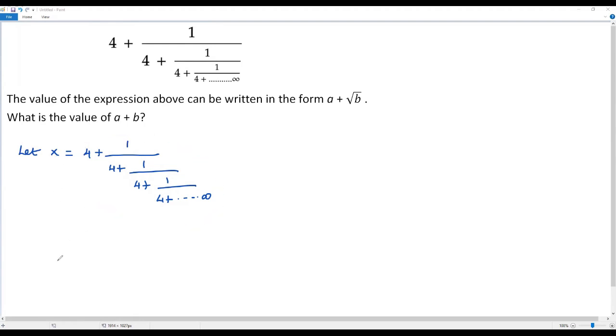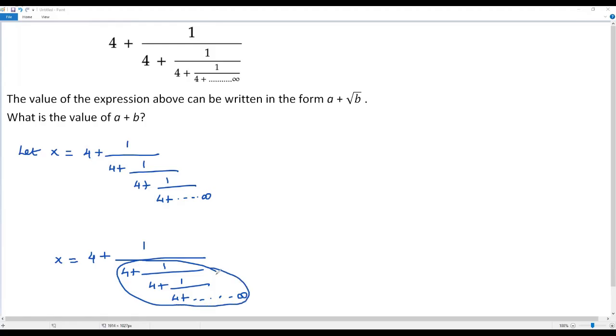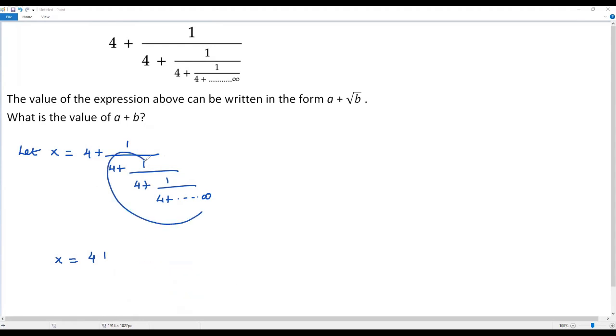Okay, now let me rewrite this one. That is x equals 4 plus 1 divided by 4 plus 1 divided by 4 plus 1 divided by 4 plus, and it keeps going infinitely. Now let me consider this particular part we have over here. For whatever pattern we have assumed x as a value, the same pattern we have over here. So we can plug in this x for the part I circled. Let me replace that by x. Then we get 1 over x, because only for this pattern we have assumed x.